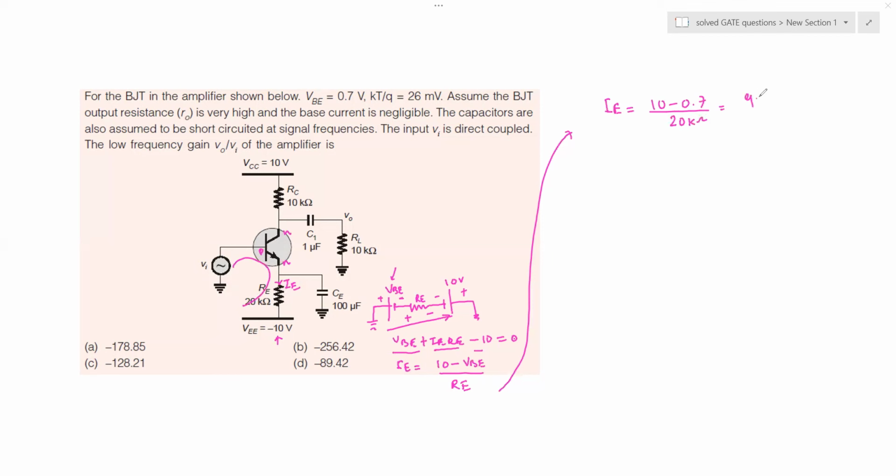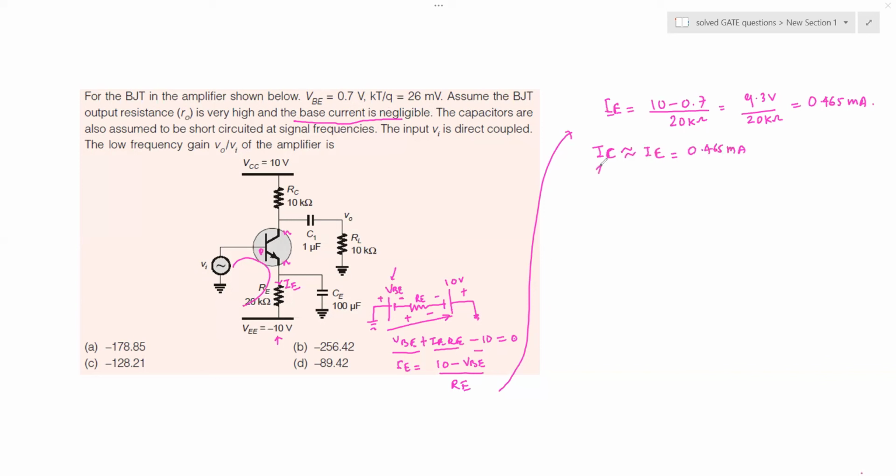So it is like 9.3 volt divided by 20 kilo ohm. We have to see how much is the value. After calculation, that value comes out to be about 0.465 milliampere. So let me write here 0.465 milliampere. So we have got IE. Now base current is assumed to be negligible. So we say that IC is approximately equal to IE, which is 0.465 milliampere.